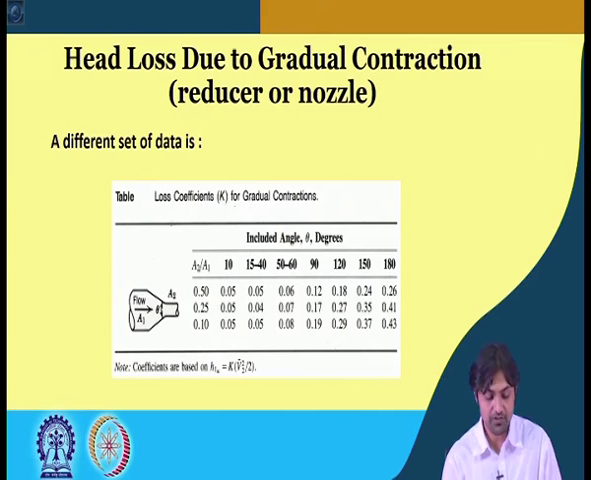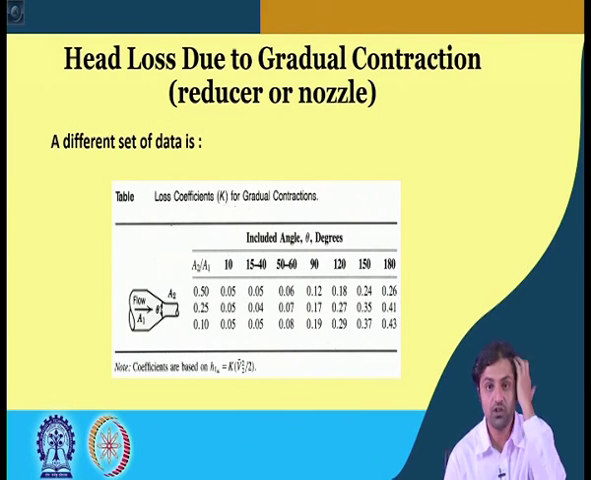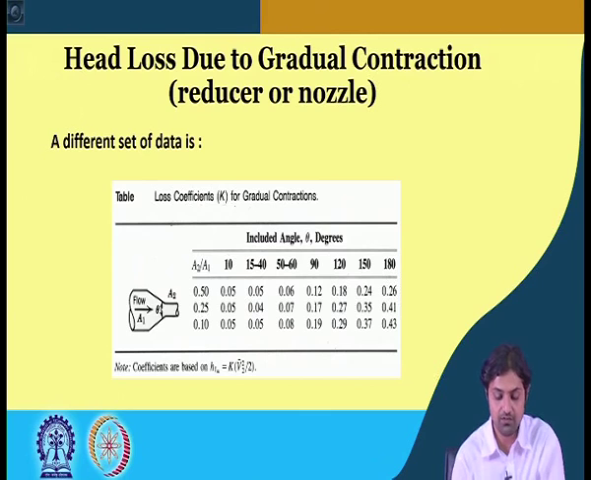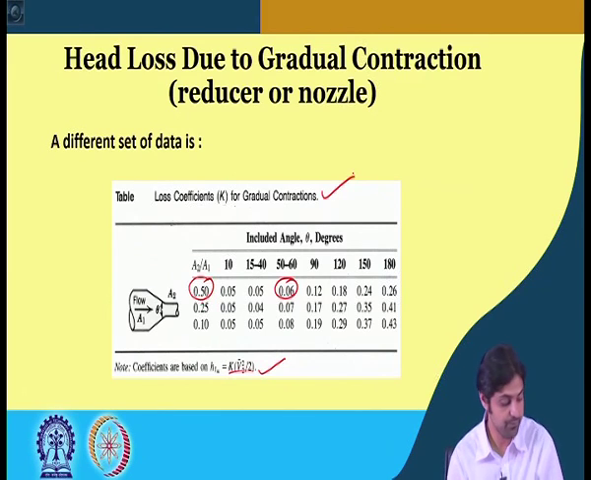Now, many people have done a lot of experiments, and a different set of data gives the value of K for different angles as a function of A2 by A1. So, for example, first you calculate A2 by A1, if it comes to 0.50 and you look at the angle, let us say it was between 50 to 60 degrees. So, this K can be assumed as 0.06, alright, and head loss can be calculated as K into V2 square by 2g. So, the whole thing has already been given here.